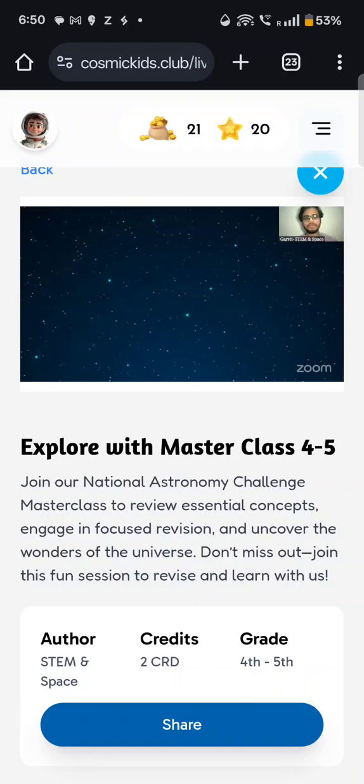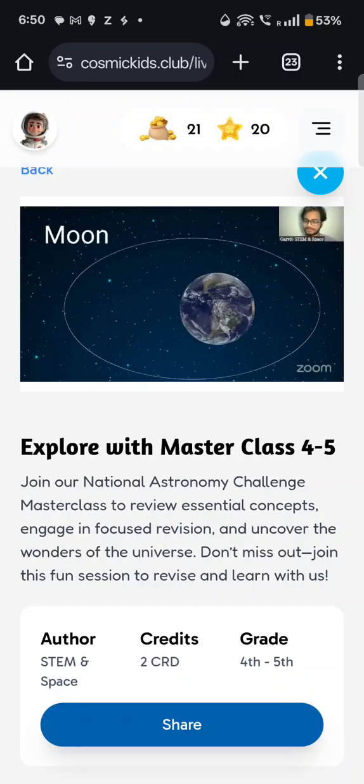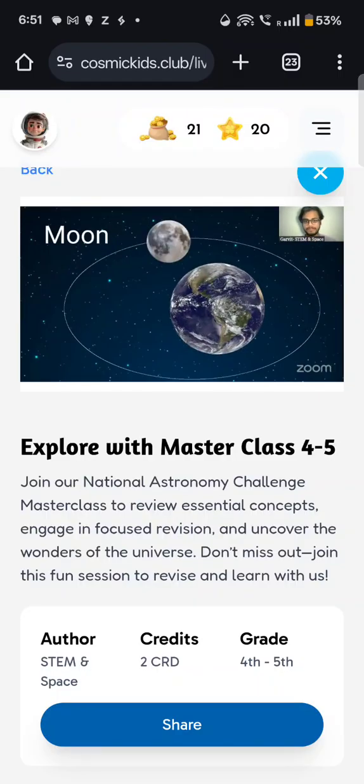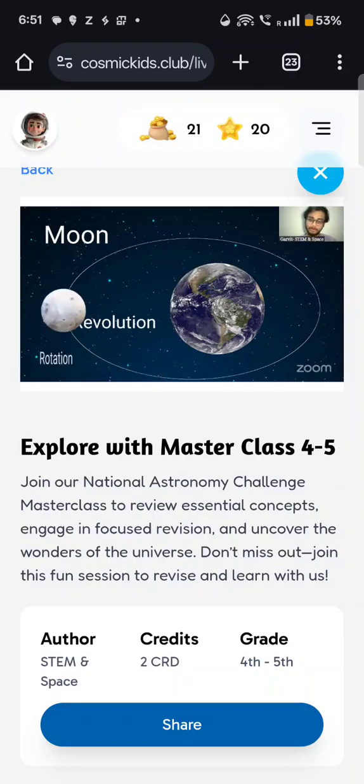Now let's talk about our moon. Everyone knows the moon goes around the earth. Right? This motion is called revolution. But along with revolution, the moon also rotates on its axis.